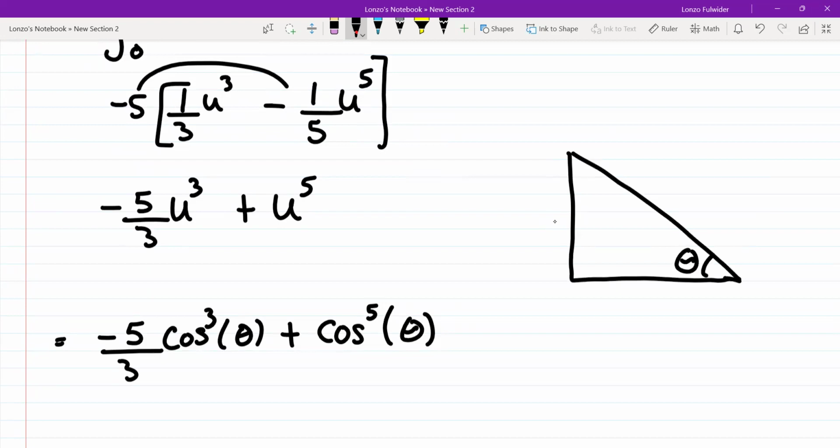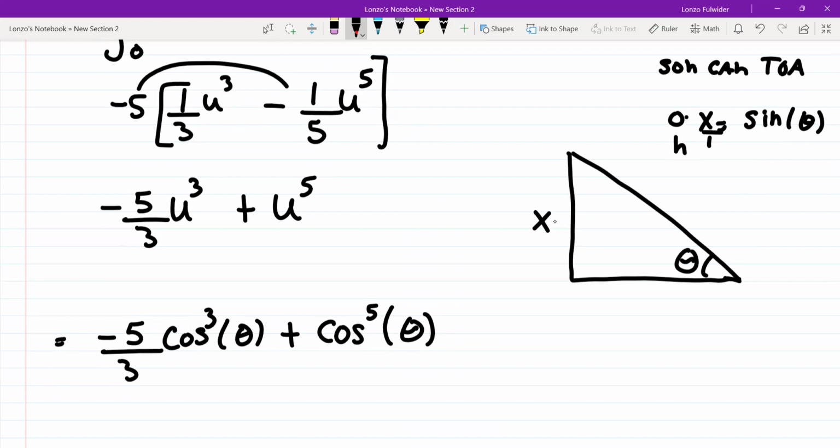Okay, so here's theta. And what did we say x was? We were given that x was sine theta, right? So if you do the SOHCAHTOA thing, sine is opposite over hypotenuse. So this x is opposite, and then this one is the hypotenuse. So opposite is x, and the hypotenuse is 1. So we've got to figure out this missing leg in order to find cosine, right?